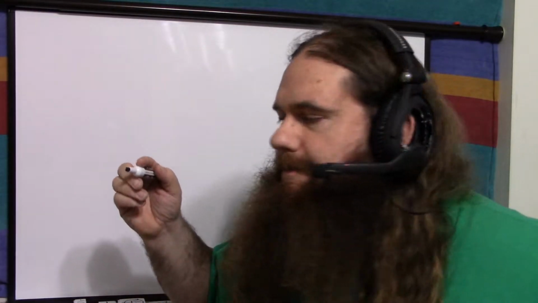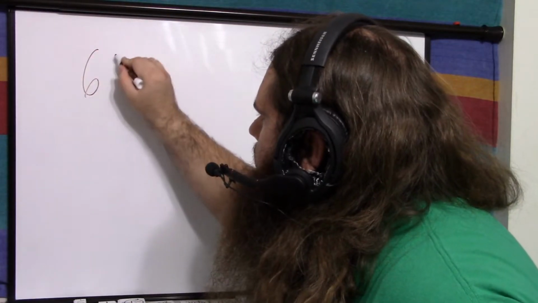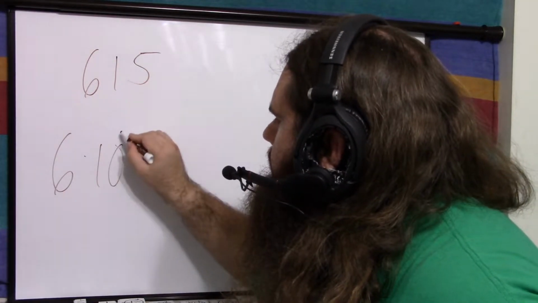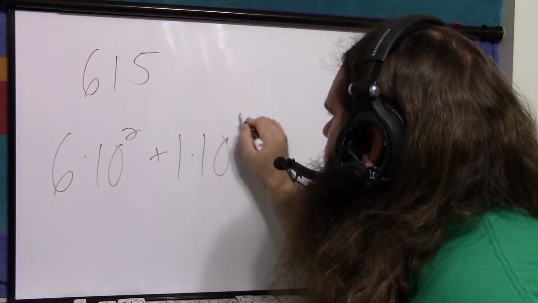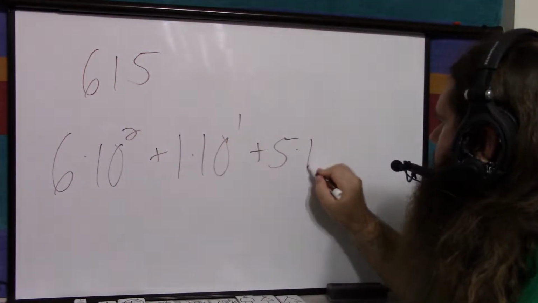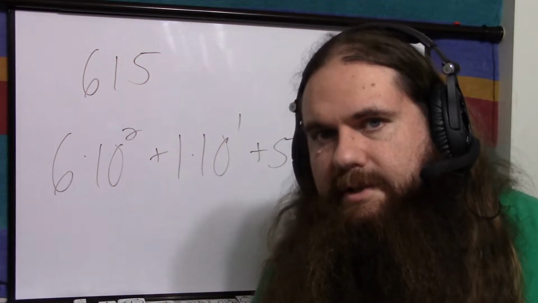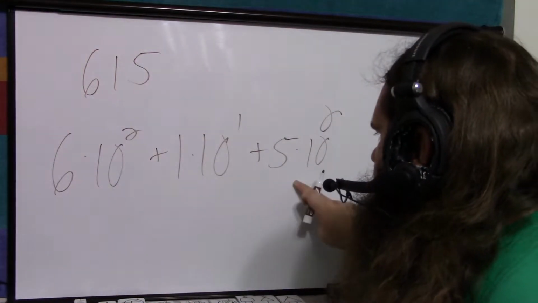In the meantime, let's take a number. Let's do 615. So in positional notation, it's 6 times 10 to the 2 plus 1 times 10 to the 1 plus 5 times 10 to the 0. 10 to the 0 is 1, 10 to the 1 is 10, 10 to the 2 is 100. Hundreds place, tens place, ones place.